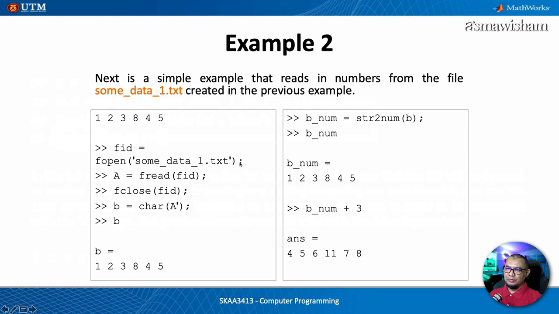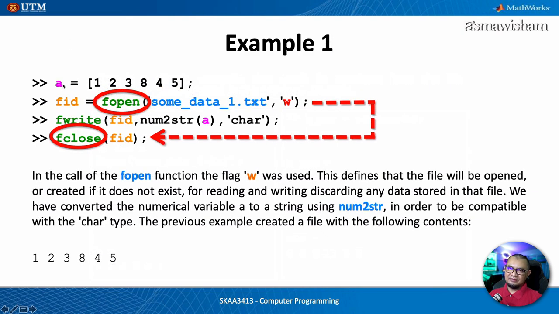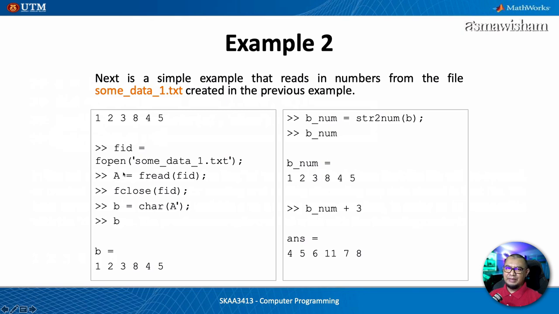You see in here FID, FOpen, there is no permission, which means that this is the read command. We don't put any permission inside here. So what happened next? This big capital A, the variable A in here, is equal to fread FID. The small a before this is different. The variable A, small and big, has a different value. The small a was given this vector value, but now big A also has the same vector value 1, 2, 3, 8, 4, 5, and we are using the command fread.